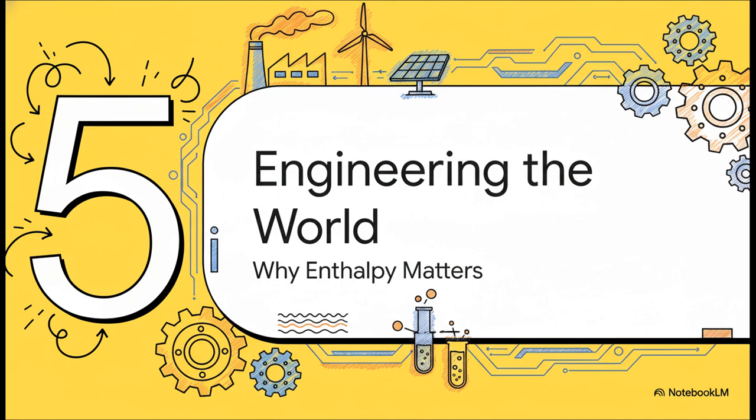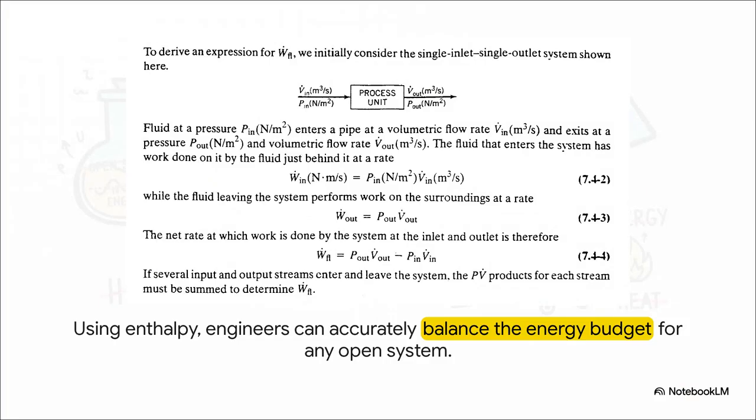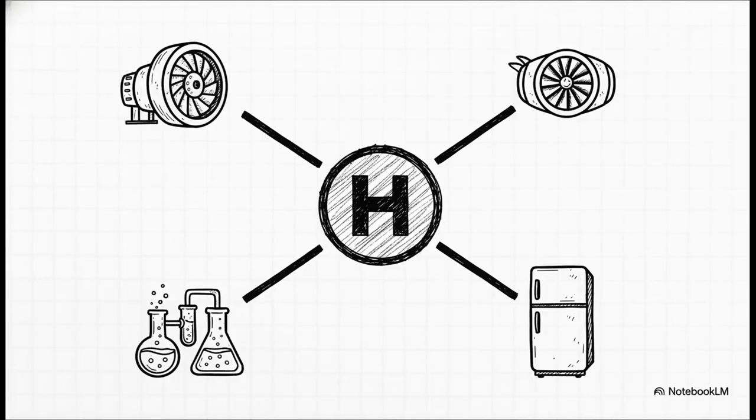Why does enthalpy matter? Because this one single concept is woven into the design of pretty much the entire modern world. So the next time you see a massive chemical plant or a power station, just remember this simple diagram. The only reason those complex systems work safely and efficiently is because engineers can precisely balance the energy budget, and they do that by using enthalpy. And this is not just theory. This is absolutely critical for designing power plant turbines, jet engines, chemical reactors. Even the air conditioner in your house or the refrigerator in your kitchen works because of these principles.